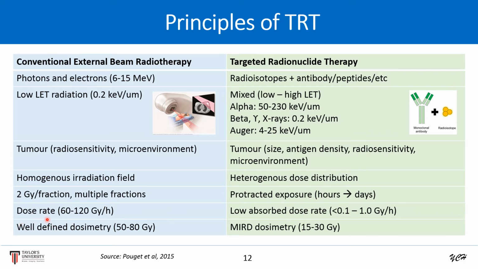And the dose rate in radiotherapy is very high, 60 to 120 gray per hour, whereas in radionuclide therapy, we use mainly a low absorbed dose rate, which is less than 0.1 to 1 gray per hour. And in radiotherapy, the dosimetry is very well defined. We have the TPS system to plan for the treatments to the dose of about 50 to 80 gray. But in radionuclide therapy, the dosimetry calculation is much more complicated, and this area is known as the medical internal radiation dosimetry method, and it is still in the research and development stage at the moment.